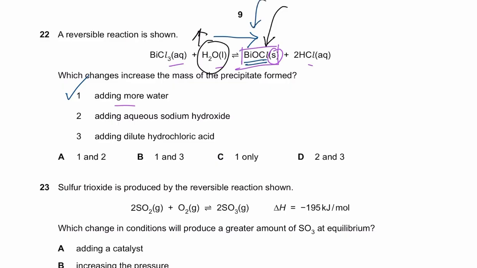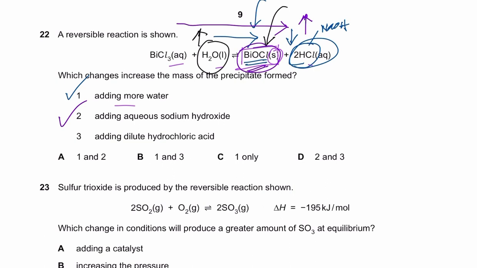If you add aqueous sodium hydroxide, you have an acid here. So the acid would react with aqueous sodium hydroxide to undergo a neutralization reaction, and it would decrease the amount of acid here. So if the amount of acid is being decreased, what would the system want to do? The system would want to increase the amount of acid. And how would it do that? By making more products. So obviously this would also increase the mass of precipitate, because if more products are formed, automatically this is also a product that is being formed here.